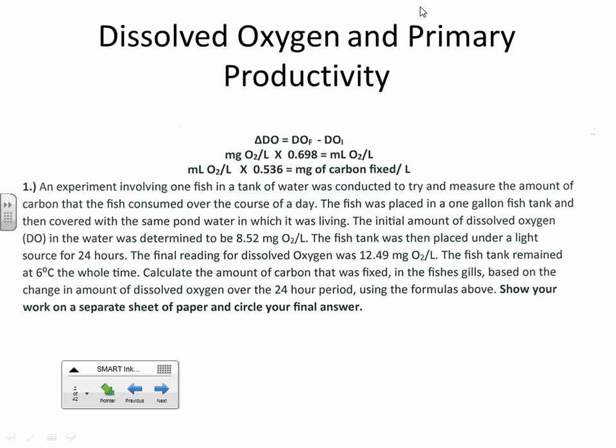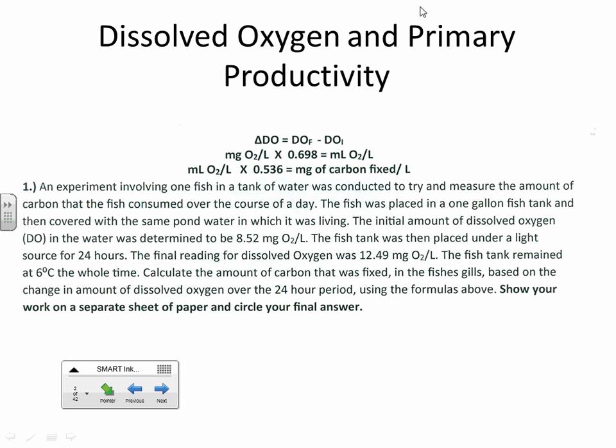Let's look at this first one. An experiment involving one fish in a tank of water was conducted to try and measure the amount of carbon that the fish consumed over the course of the day. Or it could say fixed, well, consumed is probably good. The fish was placed in a 1-gallon fish tank and then covered with the same pond water in which it was living. The initial amount of dissolved oxygen in the water was determined to be 8.52 milligrams of oxygen per liter. The fish tank was then placed under a light source for 24 hours. The final reading for dissolved oxygen was 12.49 milligrams of oxygen per liter. The fish tank remained at 6 degrees Celsius the whole time. Calculate the total amount of carbon that was fixed based on the change in amount of dissolved oxygen over the 24-hour period.